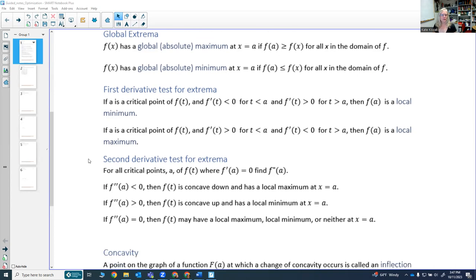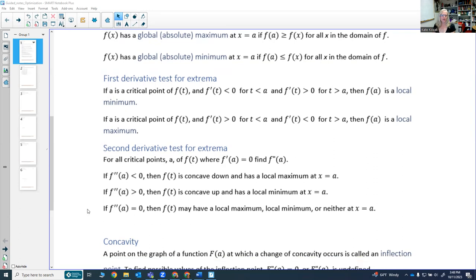There's also the second derivative test for extrema. For all critical points a of f of t where f prime of a equals 0, find f double prime of a. If f double prime of a is less than 0, then f of t is concave down and has a local maximum at x equals a. If f double prime of a is greater than 0, then f of t is concave up and has a local minimum at x equals a. And if f double prime of a equals 0, then f of t may have a local maximum, a local minimum, or neither at x equals a.